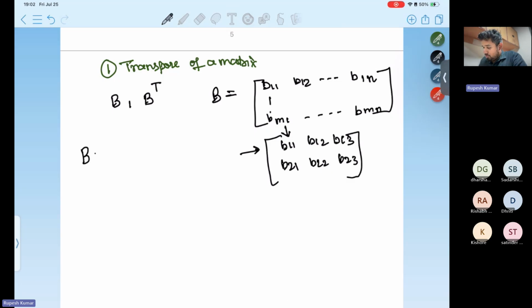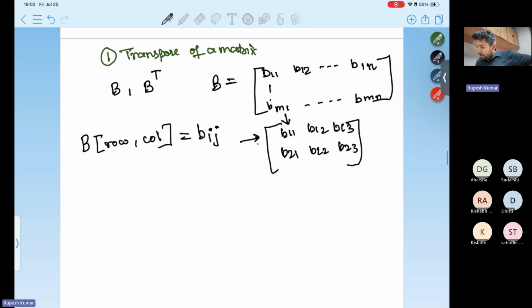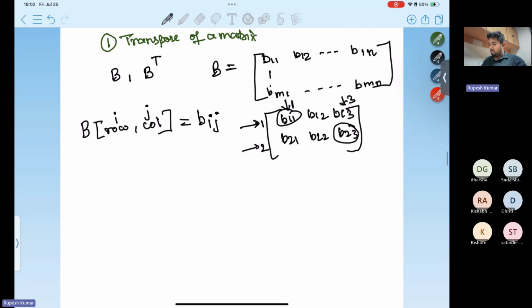So the matrix value at row number, comma, column number is given by Bij. For example, for row 1, column 1, you have entry B11. For row 2, column 3, you have the entry B2,3. So for row i, column j, the matrix entry is Bij. Then you define B transpose at i, j equals Bji. So this is the definition of matrix transpose.